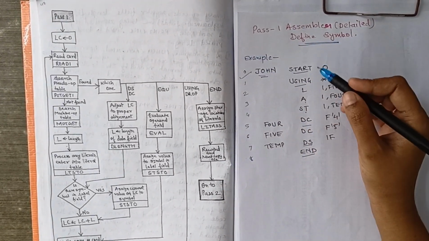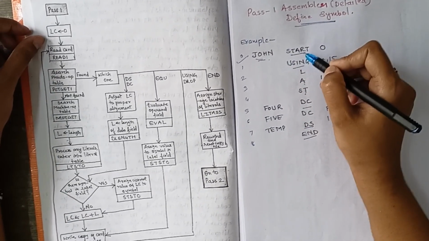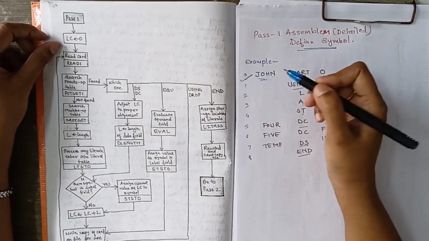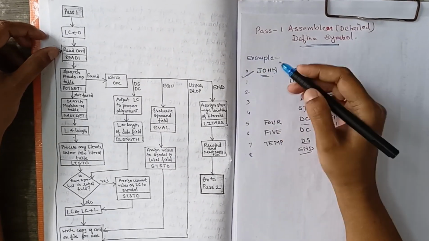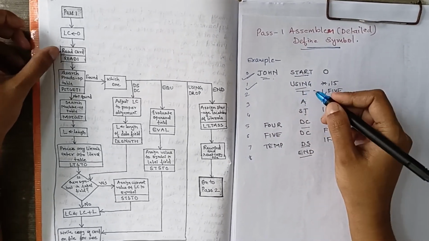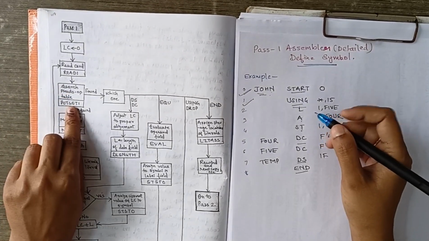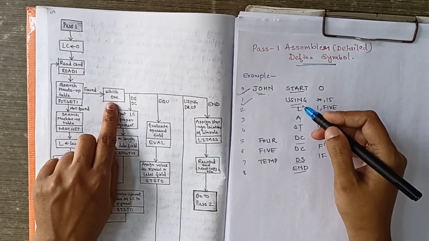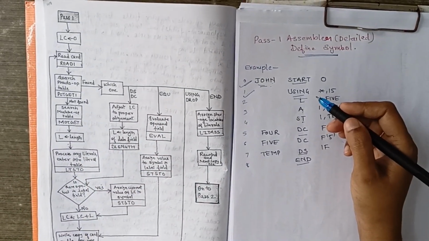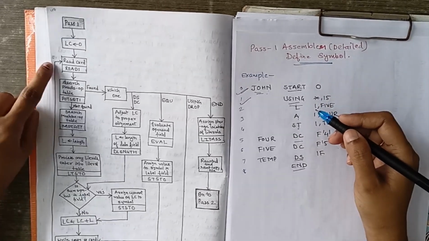So here we are going to see it with the help of the example. We will start from the JOHN START. This is the starting point, the starting location, so we have provided the index 0. Then we jump to the next statement, which is USING. It reads the card and goes to the pseudo check. The pseudo is present, so it will check which one it is. It comes under USING, so it will directly punch it on the card for the code generation. Then it will go back to read.